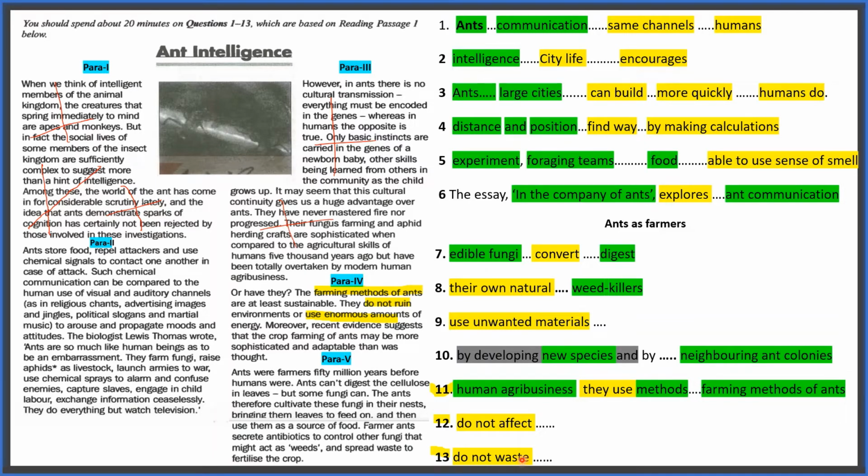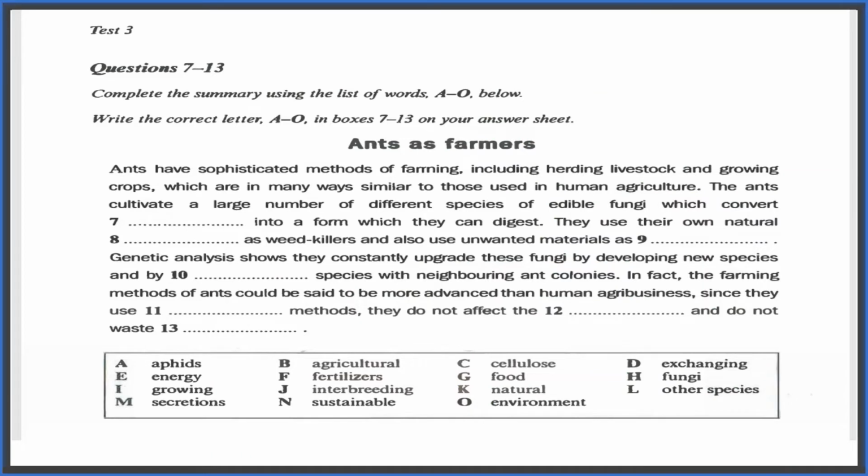As for para 4, ants use sustainable methods and they do not ruin the environment and they do not use enormous amounts of energy. So we could fill these 3 blanks, namely blank 11 with sustainable, that is N, and question number 12 with environment, that is O, and question number 13 energy, that is E.